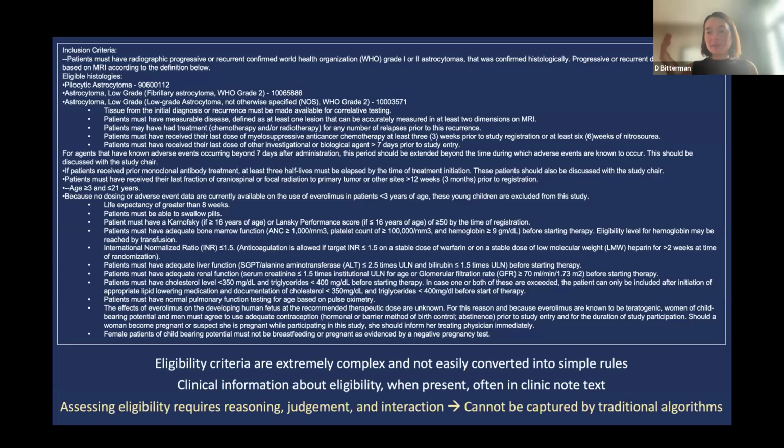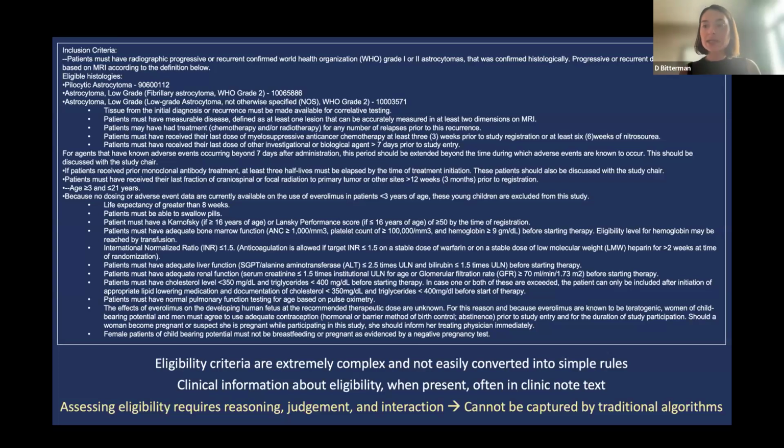So, it's clear, and as you as trialists know, eligibility criteria are extremely complex and they're not easily converted into simple rules. And that makes it very difficult to automate matching of criteria to what's present in that patient's records. Clinical information about eligibility also, when present, is often in the clinical note text, which is not straightforward to mine. And so assessing eligibility requires reasoning, judgment, interaction. And so it really can't be captured by traditional algorithms.